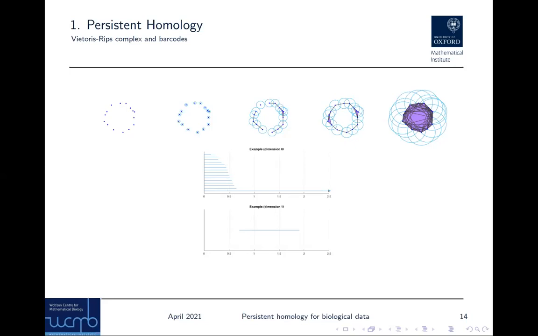In dimension 1, what we are looking at is loops. And so this bar represents a loop. It starts when the loop first appears in the filtration, so at this radius, and then ends when the loop is covered up by higher order simplices.